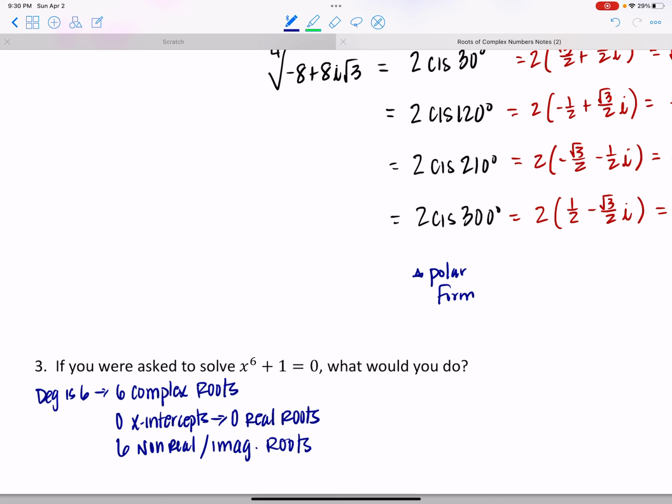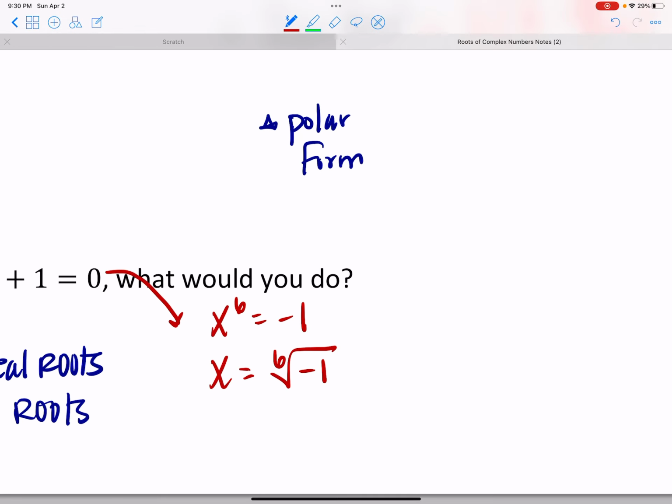If I wanted to figure out what they were, think about the work that you would be doing here. Okay, so algebraically, you could subtract that 1 over, and then you would take the 6th root of both sides. So you're looking for some complex number to the 6th power to get you negative 1, which means you're looking for the 6th roots of negative 1. So if you went through all that process of finding all 6 roots of negative 1 using the polar form and our formula, then all 6 of those roots would represent the 6 imaginary or non-real complex solutions to this equation. So how would you do it?